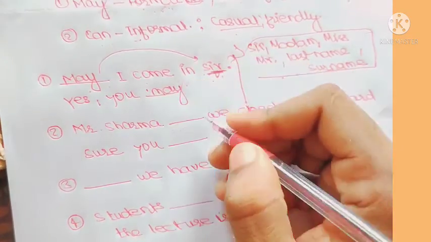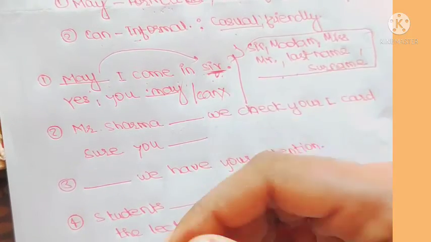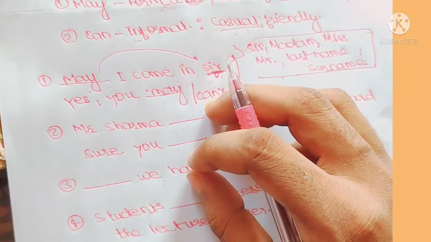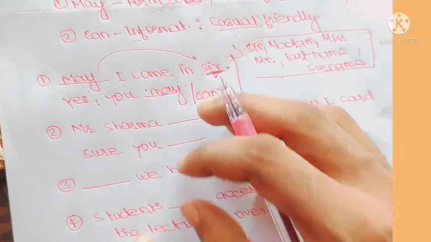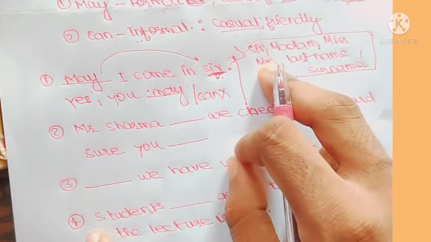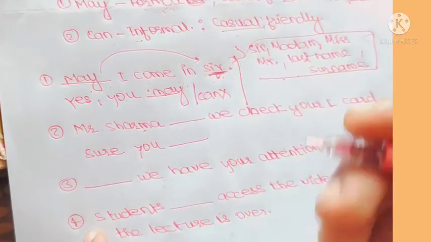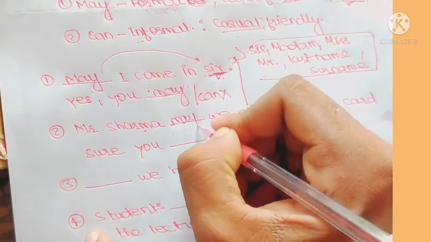Please mind it. You are not allowed to write can here, right? Because if someone is respecting you, then it is expected that you will also respect him or her. The next question is Mr. Sama. As we have understood, if there is Mr., it means we will have to behave ourselves formally because we want to show our respect, and that's the reason may is correct here.